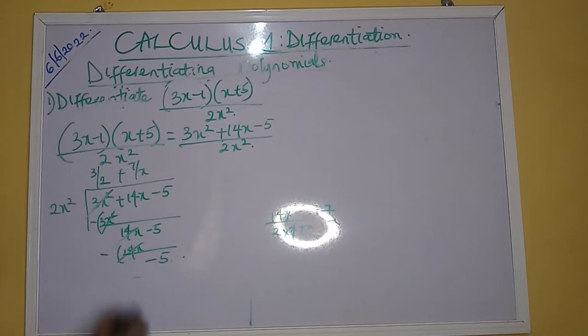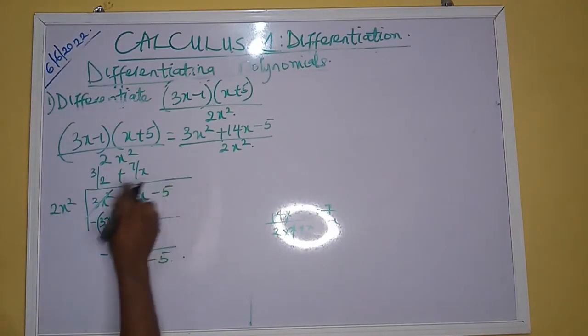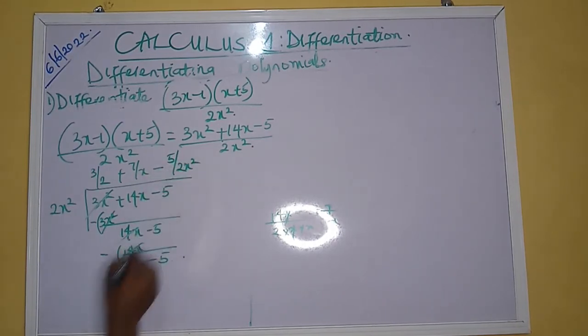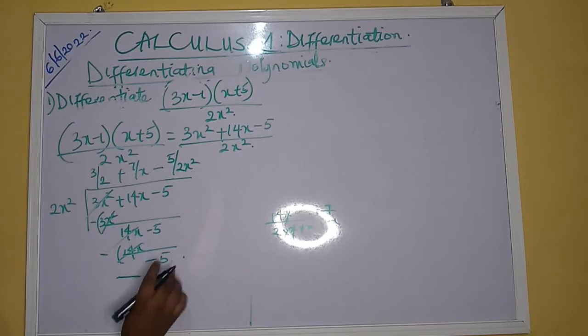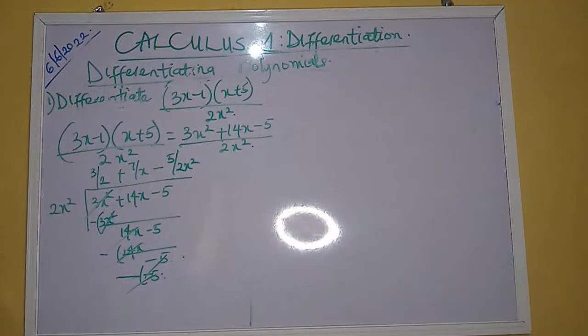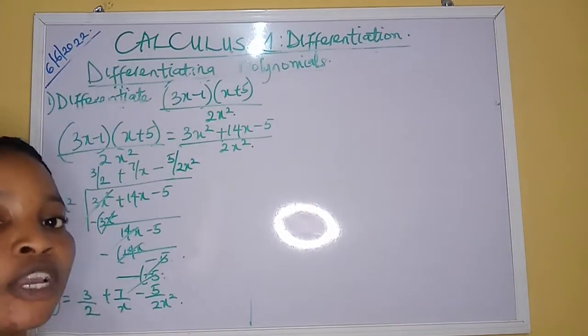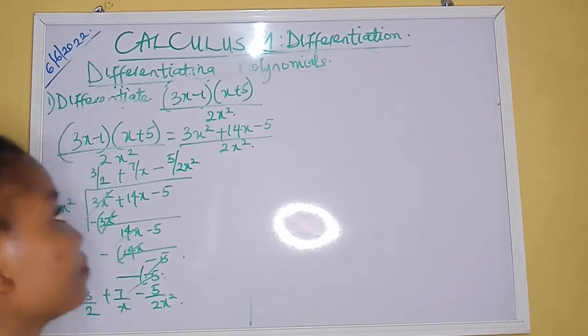Apparently, if I'm also to divide this with this, it can be divisible, so I just write it out. If I should multiply again, I have something like this. So it's cancelled out too. So therefore, my y becomes 3 over 2 plus 7 over x minus 5 over 2x squared. So the next thing to do is to start differentiating your polynomials one after the other.